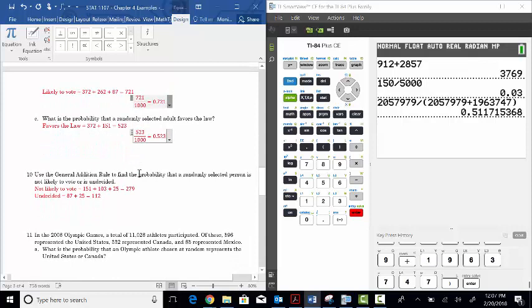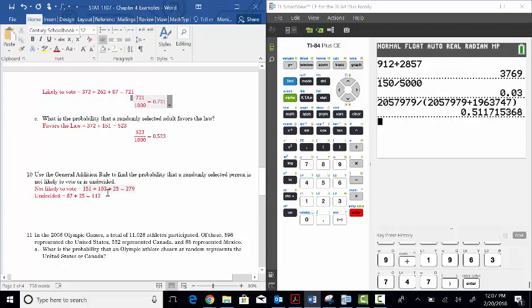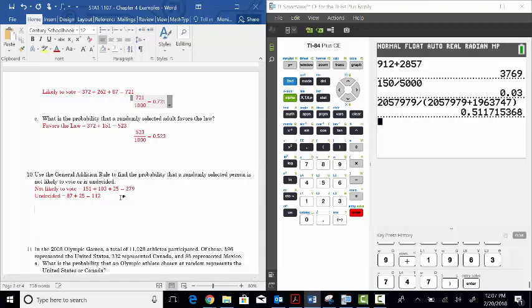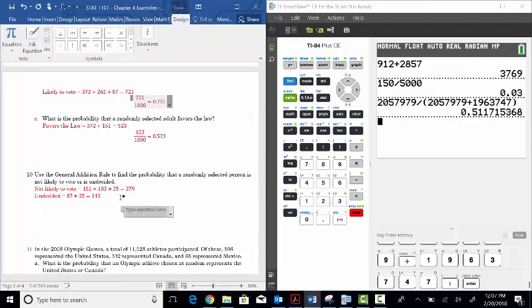Next, it says use the general addition rule to find the probability that a randomly selected person is not likely to vote or undecided. First I calculated how many people were not likely to vote, then how many were undecided. Your general addition rule says that the probability of A or B equals the probability of A plus the probability of B minus the probability of A and B.